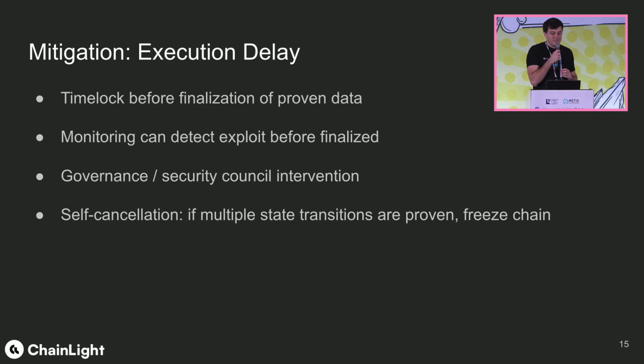And you can actually do something really cool with zero-knowledge proofs called self-cancellation. This is where if you can prove multiple independent block roots for the next block, that implies that there's a soundness bug. And so during this execution delay, you can not allow any intervention unless you're able to prove 2 different blocks, and only then do you allow intervention. So it's this extra kind of security layer that reduces centralization risk from a security council or governance.